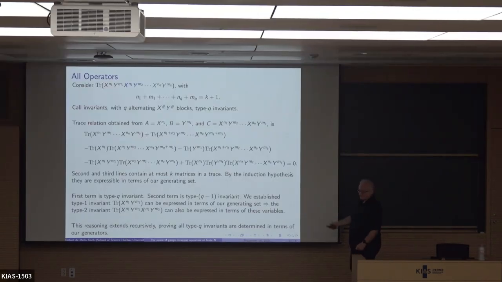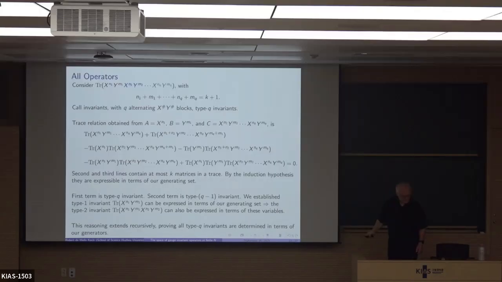So for a type q invariant, I'm now going to pick a to be x to the n1, b to be y to the m1, and c to be the rest of the operator. Write down the trace relation. These 2 lines of the trace relation are all double trace or triple trace terms. That means that these 2 lines have at most k matrices inside the trace. The first term is a type q invariant, and the second term, because n1 and n2 got together and m1 and mq got together, is a type q minus 1 invariant. So these 2 lines are written as polynomials in the generating invariants. If I could work out the type q minus 1 invariant, I could work out the type q invariant.